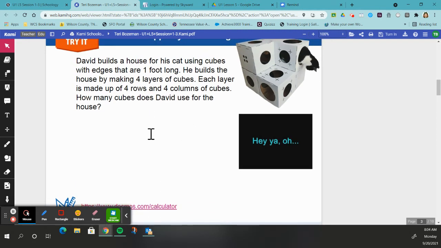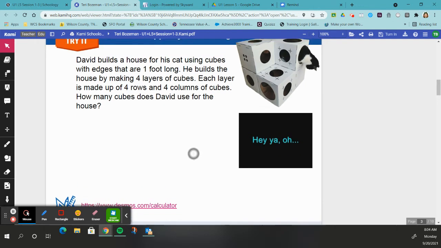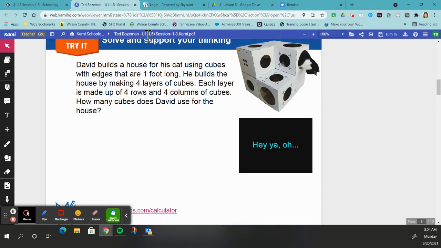Next, we have a try-it problem. In this try-it problem, it says David builds a house for his cat using cubes with edges that are 1 foot long. He builds the house by making 4 layers of cubes. Each layer is made up of 4 rows and 4 columns. How many cubes does David use for the house?